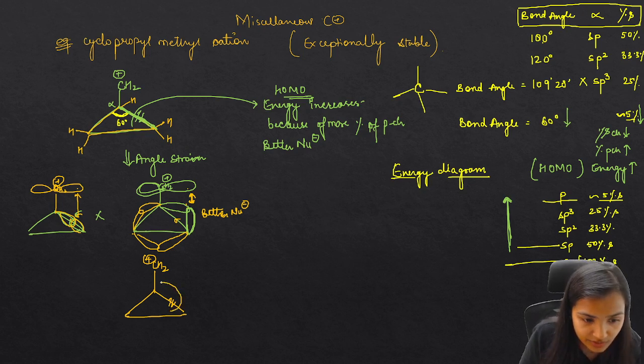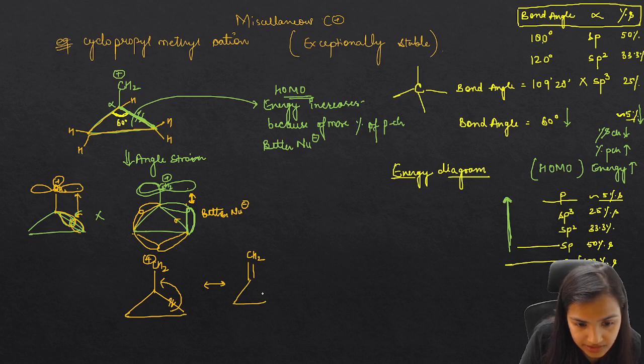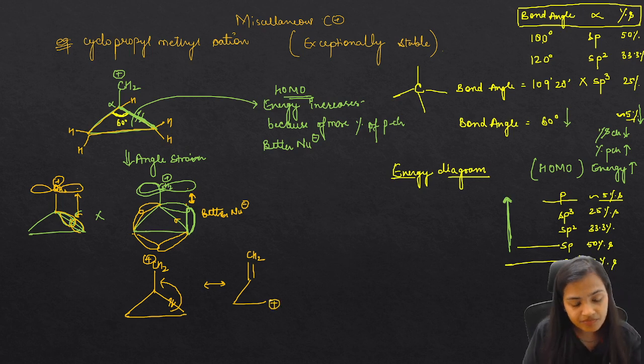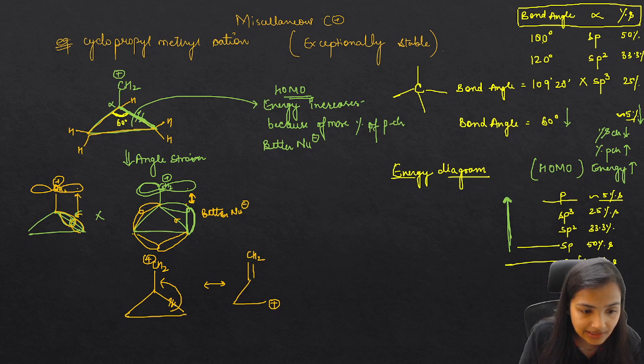This can give the electron pair to this. So we can draw the resonating structure, something like CH2. This will become this, and because the bond is getting broken from here, we will be getting a positive charge from this side.